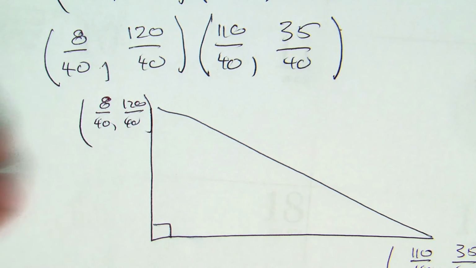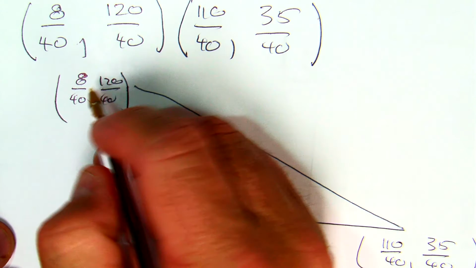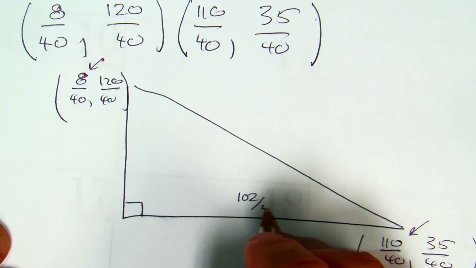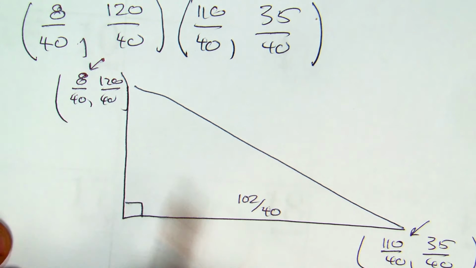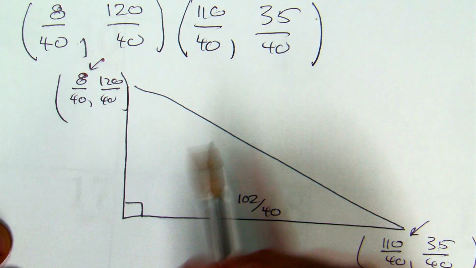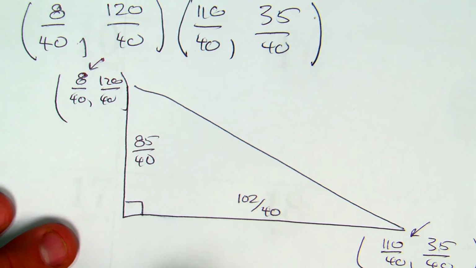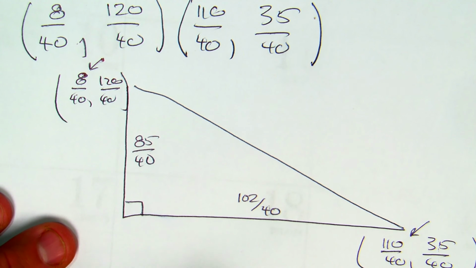Alright. So now I figure out how much I'm going across. I'm going from 8 to 110, so that's 102 over 40. I'm going from 120 down to 35, so I'm going down 85 over 40. So those are my side lines. So I do 102 over 40 squared plus 85 over 40 squared. Set that equal to c squared.